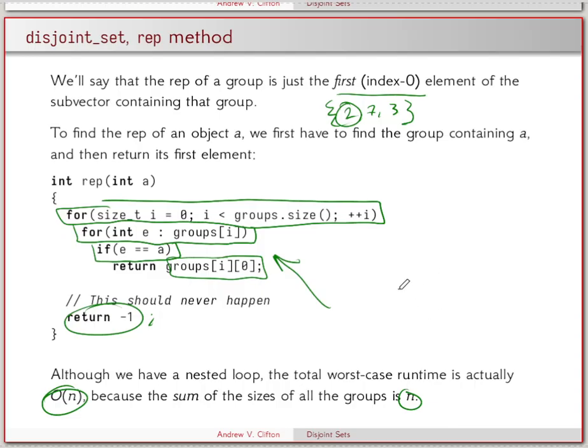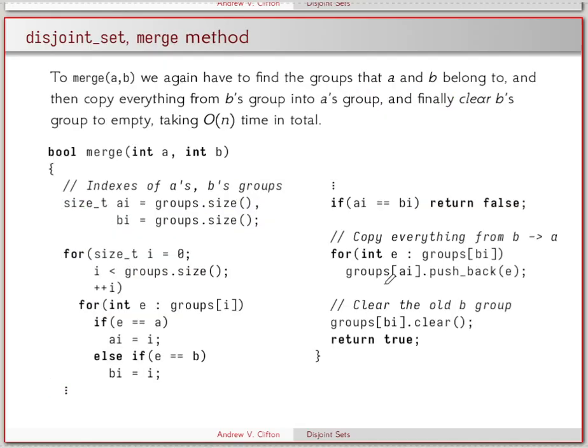So just to note that this rep is slower than the previous one, right? The previous one was O of 1. This one is O of n. To merge, we have to find the groups that A and B belong to, and then we copy everything from B's group into A's group, and then finally we clear out B's group, resetting it to the empty vector with nothing in it.